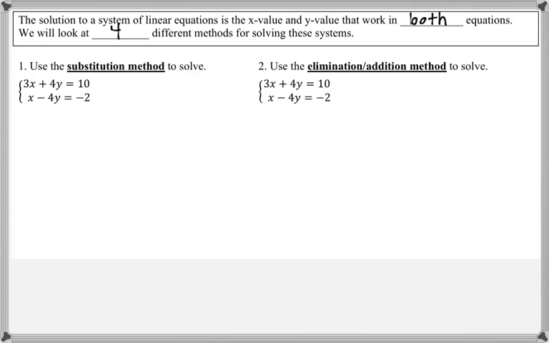Okay, so the substitution method, I like to really write this with colors. So I'm going to rewrite it with 2 different colors. Okay, so my first step is I need to isolate one of my 4 different variables. And the easiest one to isolate is this one because it doesn't have any coefficient in front of it. So I need to add 4y to both sides.